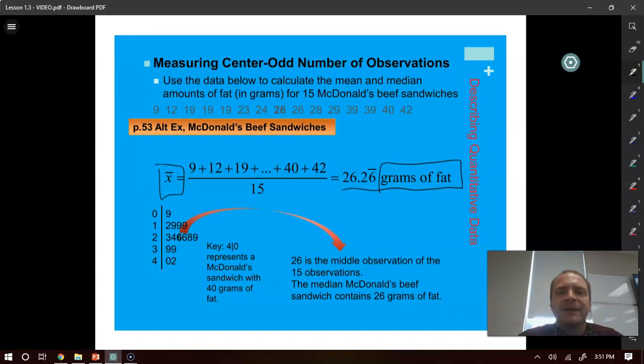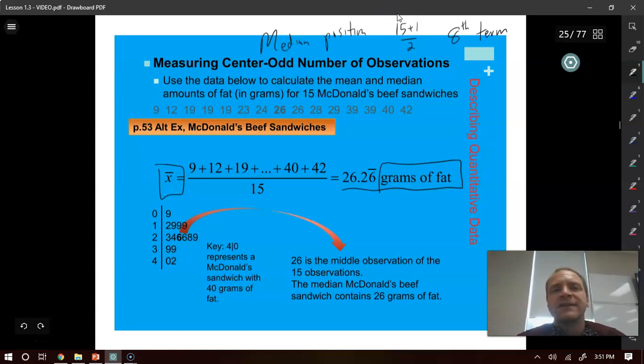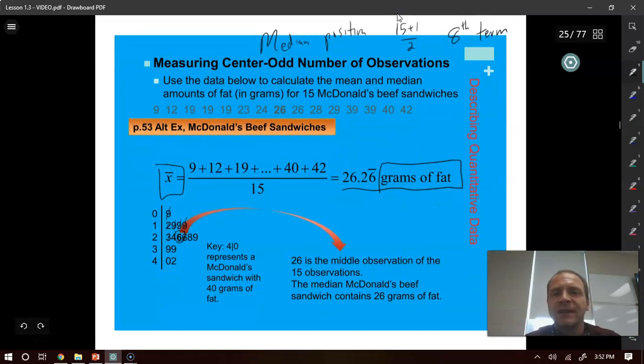Now this one has an odd number. We had 15, so my median position would be to take the 15th term, add 1, and divide by 2, and I get 8. The 8th term in least to greatest order is my median, and we can see that. Let's count: 1, 2, 3, 4, 5, 6, 7. Yep, 26 is the middle observation in this case. So that means the median McDonald's beef sandwich contains 26 grams of fat. Context. So that's an even number of observations and an odd number of observations for median.